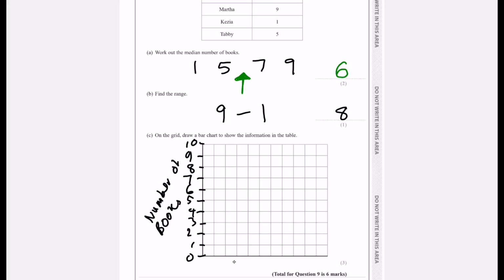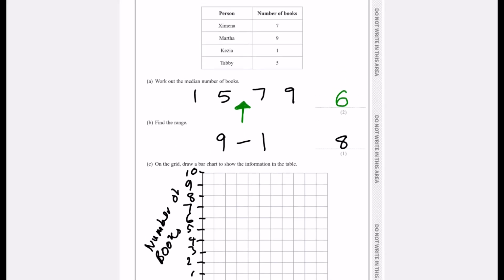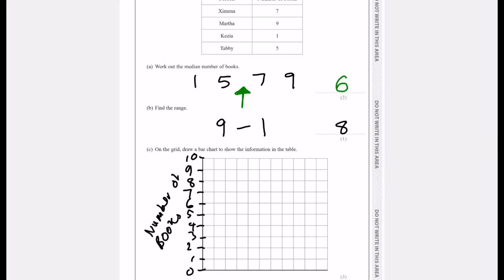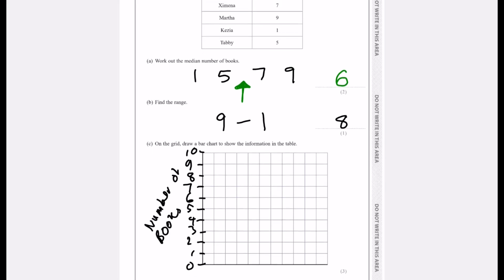So we're going to have to only give them 1 square each. It's going to be difficult to fit their names in. We could write their names going sideways, or they all start with a different letter, so we could have X, M, K, and T, just to save the space. We haven't really been given much space for it. So Zamina is 7. So we draw a bar up to 7. Martha 9.